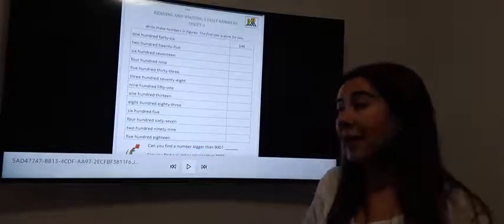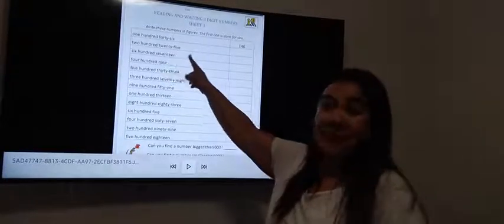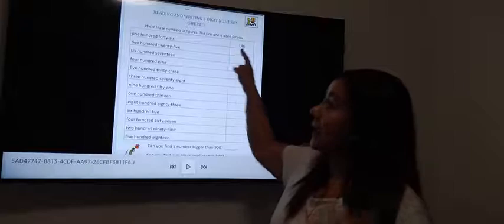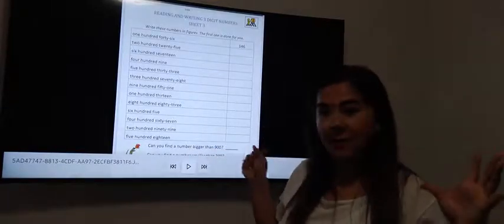And the last activity, it's about, right here. It's about numbers. As you saw in the last activity, you have to match the number with the name. Now you have to read the name and write the number right here. Okay? Remember, if you have 1 at the beginning, you have to write it at the beginning and then look at the next number. 46, that's the next number you need to write. And so on with the next numbers you have right there. And then we have 2 questions at the end that says, can you find a number bigger than 900? And the other question says, can you find a number smaller than 100?